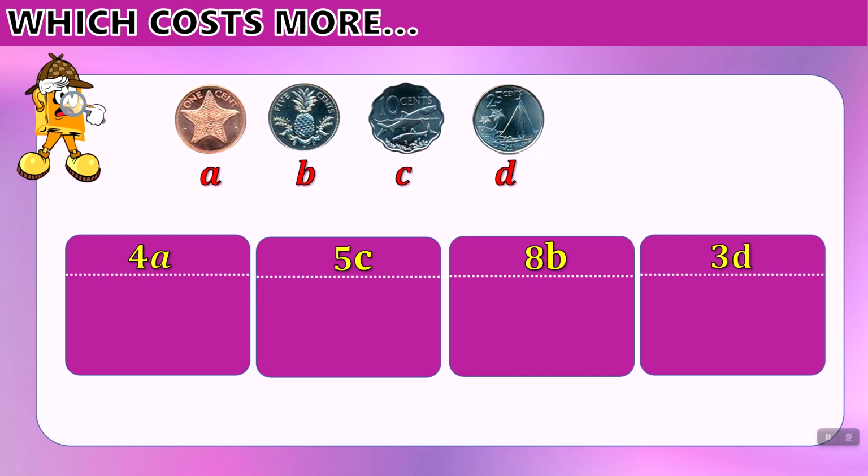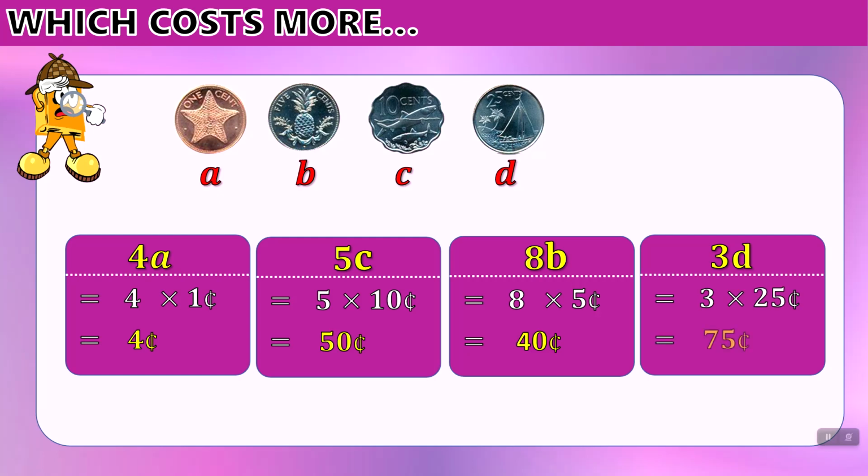In each one of these, we don't see a sign, and we know that 4A means 4 times A, 5C means 5 times C, and so on. So let's replace this one. 4A is 4 times 1, and 4 times 1 is 4. How about 5C? 5 times C is 10, and so 5 times 10 is 50. How about 8B? This means 8 times B, and B is 5, and so 8 times 5 is 40. And the last one, 3D, means 3 times D, and D in this case is 25 cents. 3 times 25 is 75.